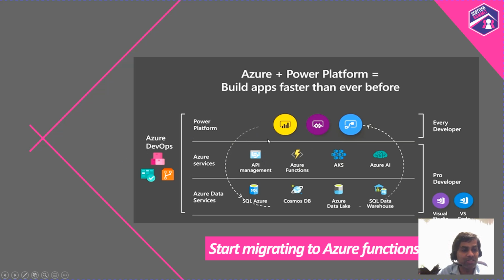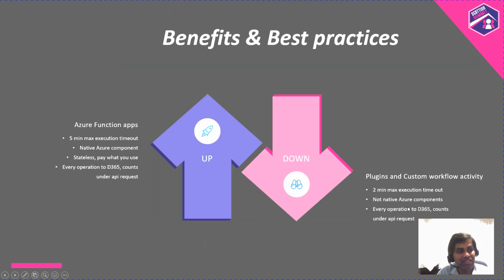And that's the reason today, a note I want to leave on my session: start migrating to Azure Functions. Why do we need to do it now, not later? Because there are some benefits. If we have been working on these plugins for many years in Dynamics, we can see the timeout is 2 minutes execution timeout, whereas with functions we have 5 minutes, and it is a native component within the Azure stack.